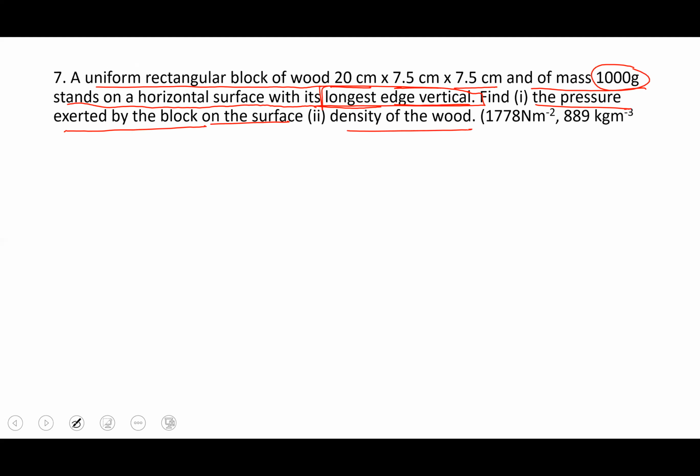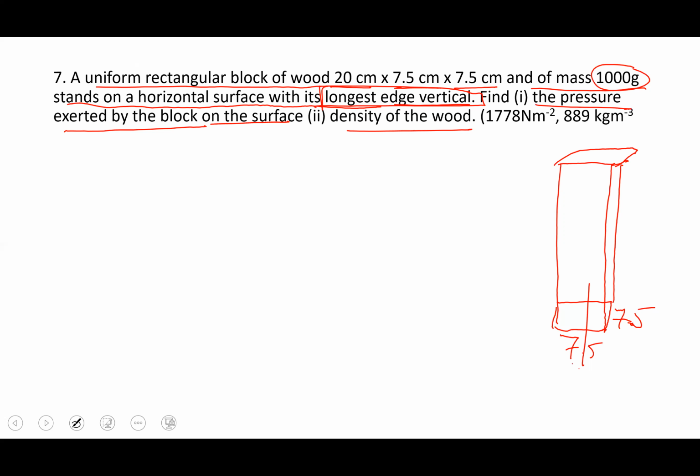Now here's the situation. Here we have a wooden block first of all, and one side is 7.5, one side is 7.5, so the longest part is like this. So this is the block of wood standing like this, and this is the pressure applying on this area because this part is 20 centimeter in height, so it is vertical in this case. And this is how we can basically represent the whole block in this manner.